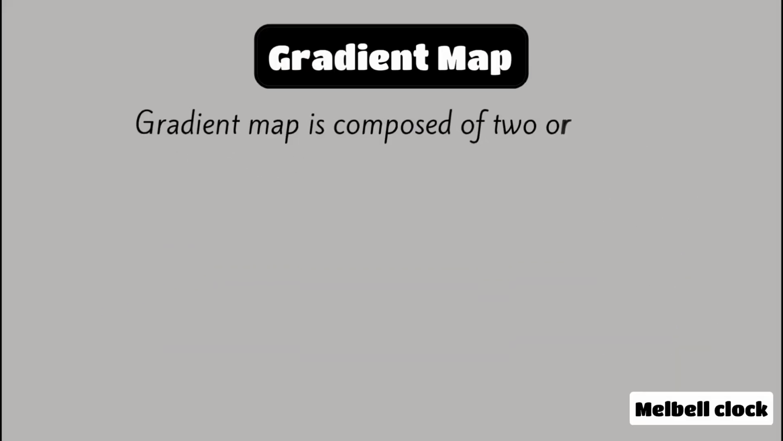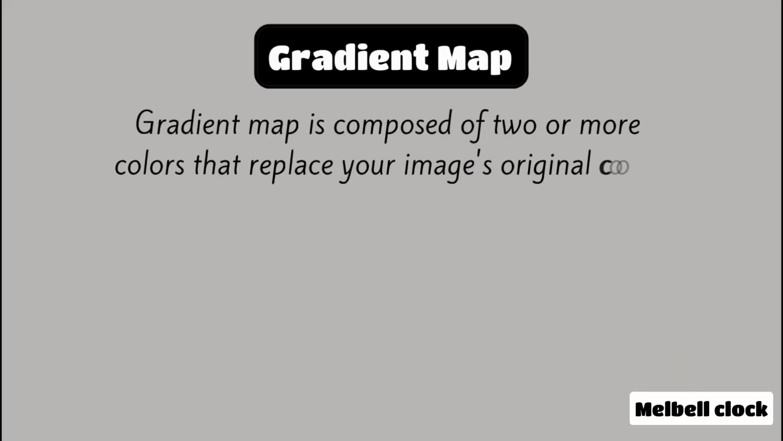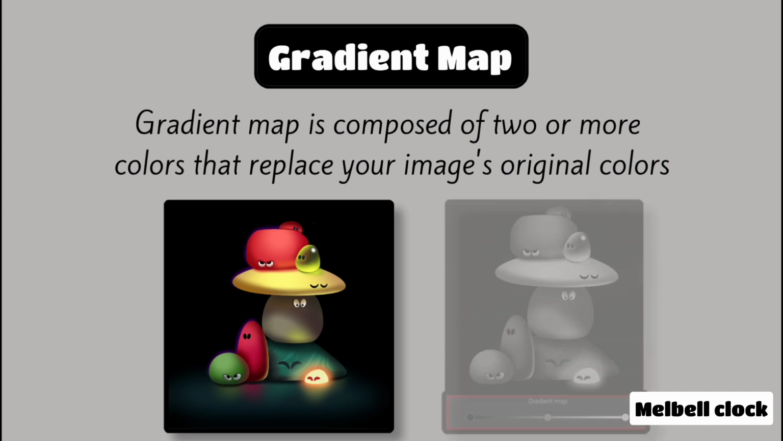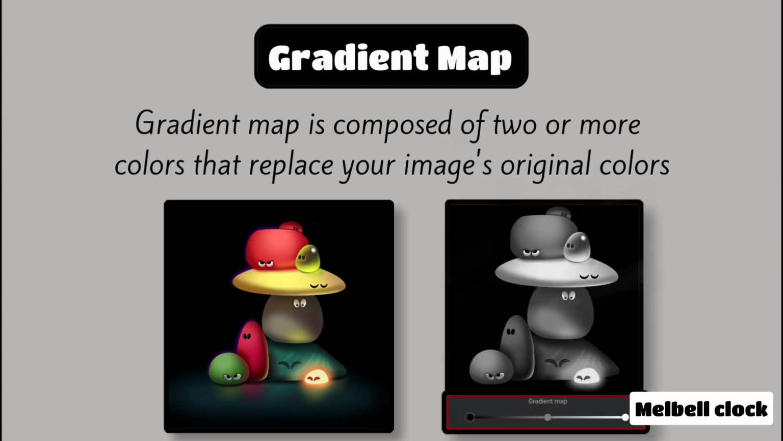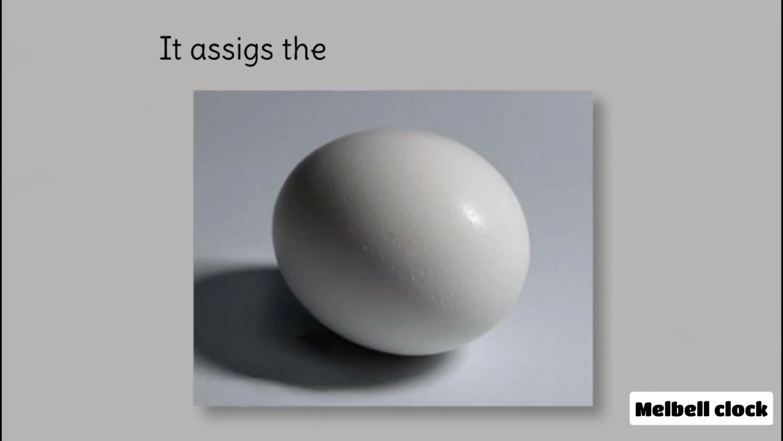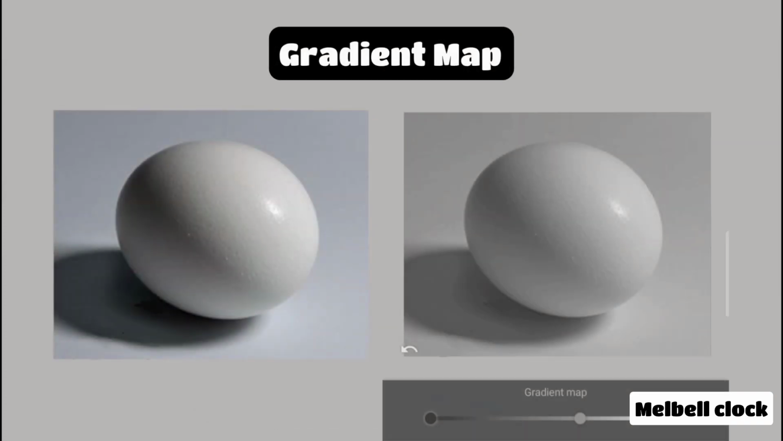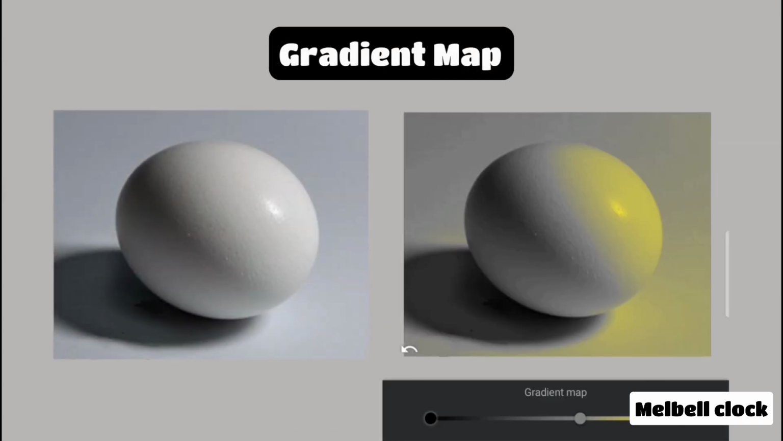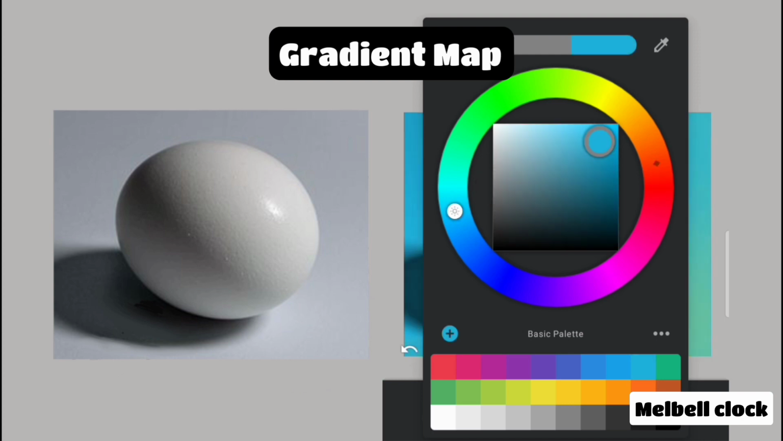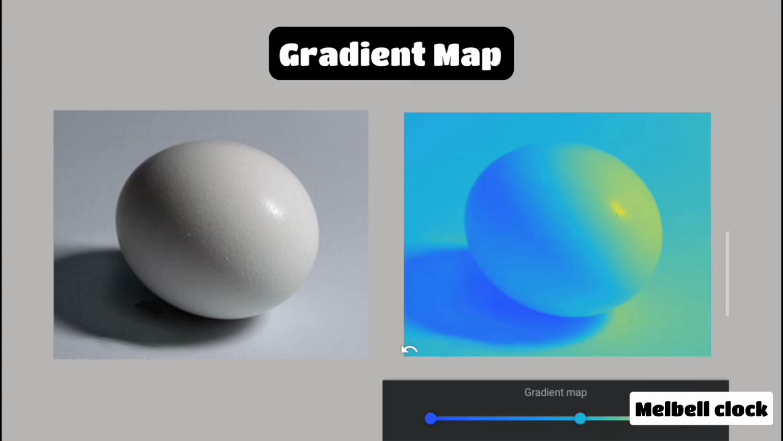Gradient map is composed of two or more colors that replace your image's original colors. It assigns color of gradient to highlight, midtones, and shadows. The right color stop is for highlights. The intermediate color stop is for midtones. And the left color stop is for shadows.